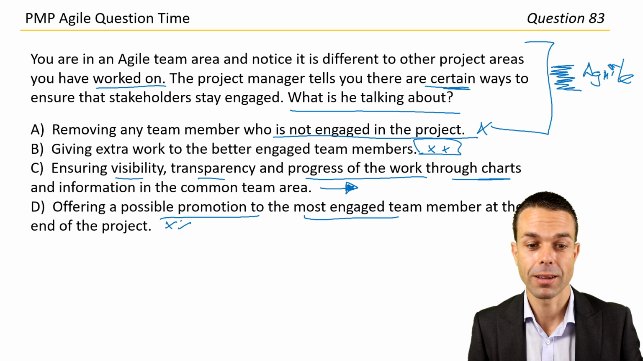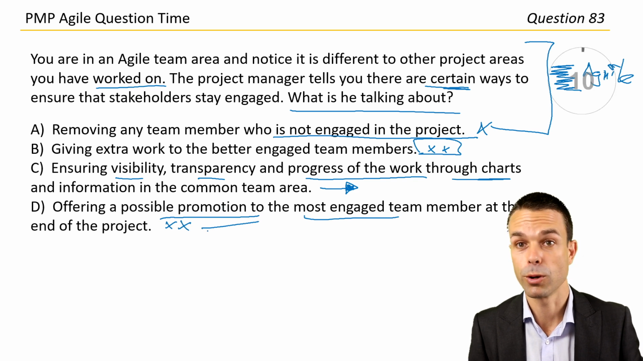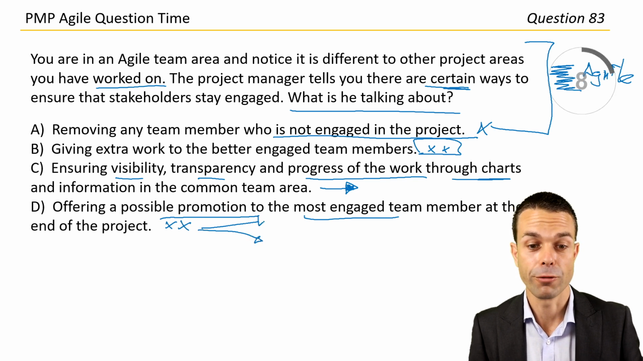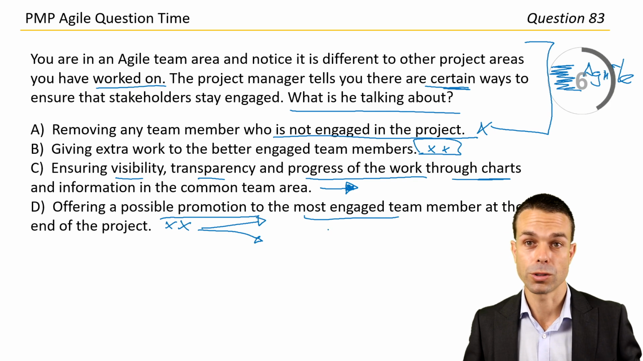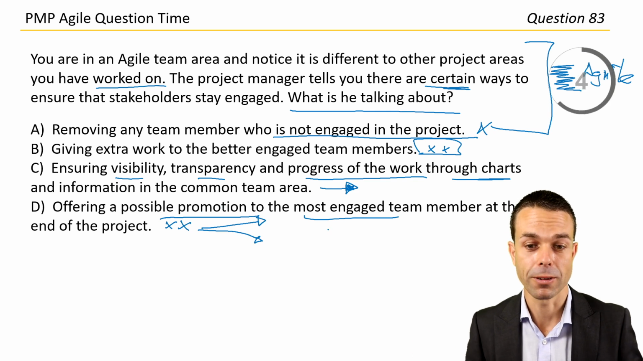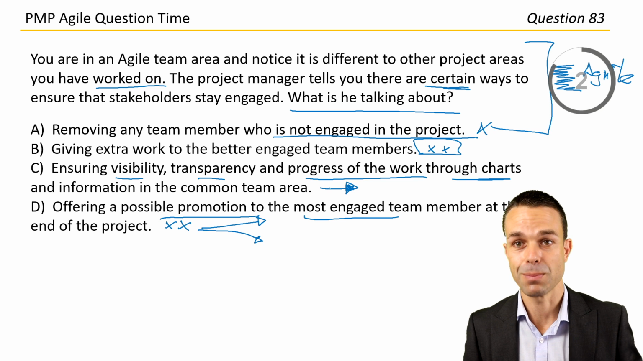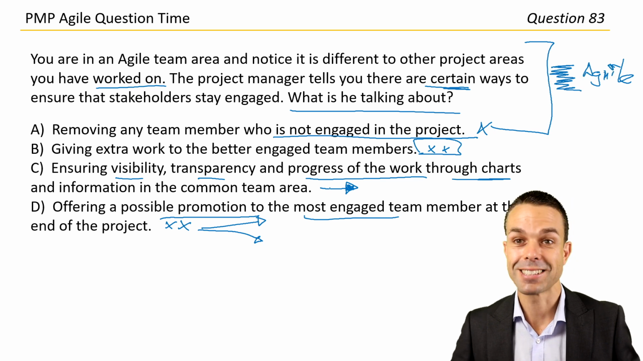This will happen in ebbs and flows. Some people will get promoted, some people will stay where they are. There are very different reasons all across your career for seeing these things happen. But that one is not specifically part of an agile team. So let's go with answer C.